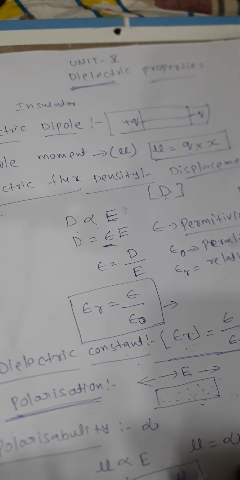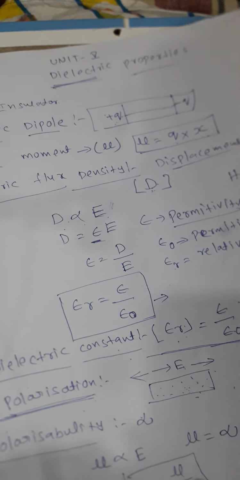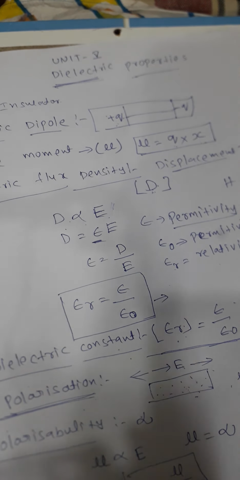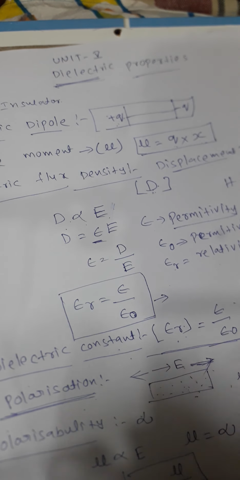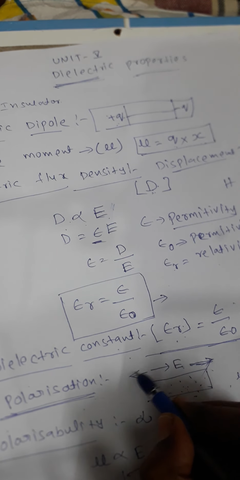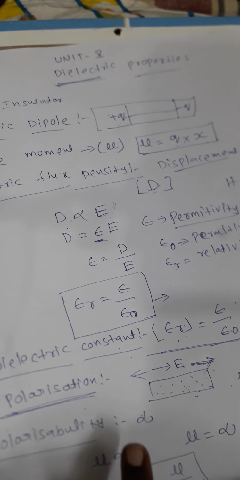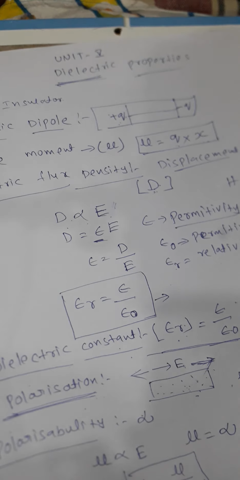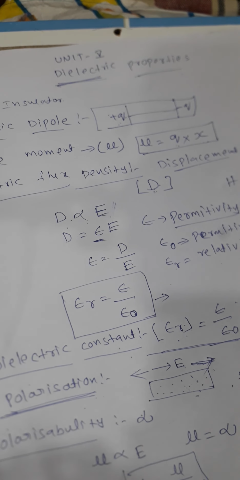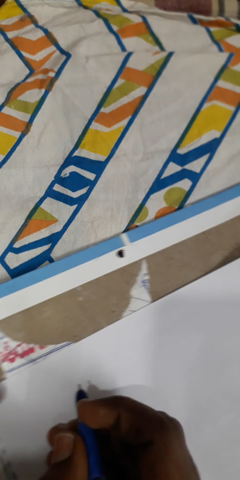When the field is applied, charge carriers move from one place to another. The positive charge carriers always move along the field direction, and the negative charge carriers move opposite to the field direction. Next, polarizability: dipole moment per unit electric field. Another definition is the polarization vector.